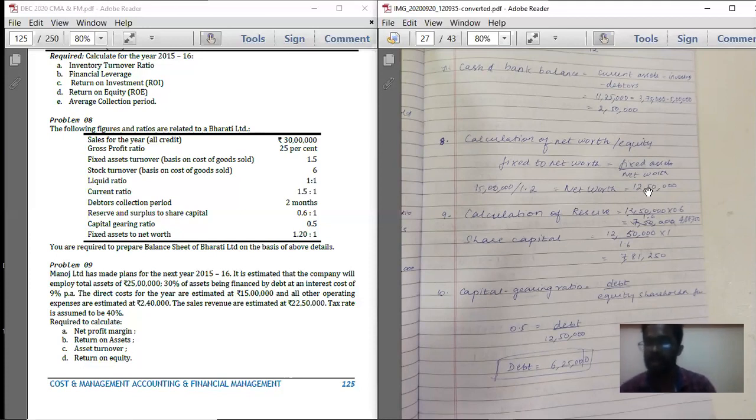12,50,000. In respect of the 12,50,000, write net worth. We have found net worth is 12,50,000, and reserves and surplus to share capital is 0.6:1. Net worth consists of capital, reserves and surplus, profit and loss account. So when reserves and surplus and share capital are shown as 0.6:1, that is 0.6 plus 1 is the total net worth. Reserves and surplus plus share capital is equal to total net worth. So below that, calculation of reserves and surplus.